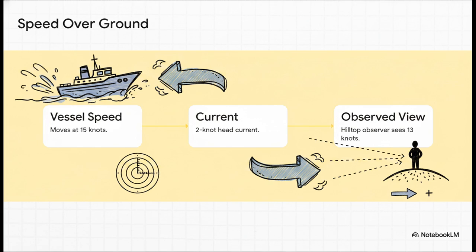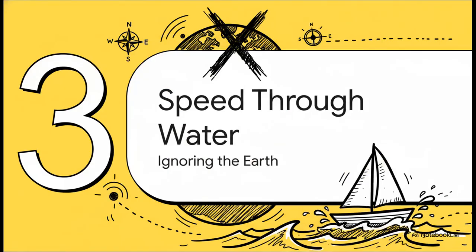Your engines are absolutely churning to give you 15, but that current is physically holding you back. From his unmoving vantage point on solid land, the math is just 15 minus 2. That 13 knots, that is your speed over ground. It directly includes the mathematical effect of the current. You know, if that current were pushing you from behind instead, you'd be flying along at 17 knots over the ground. Moving right along to Section 3, speed through water.